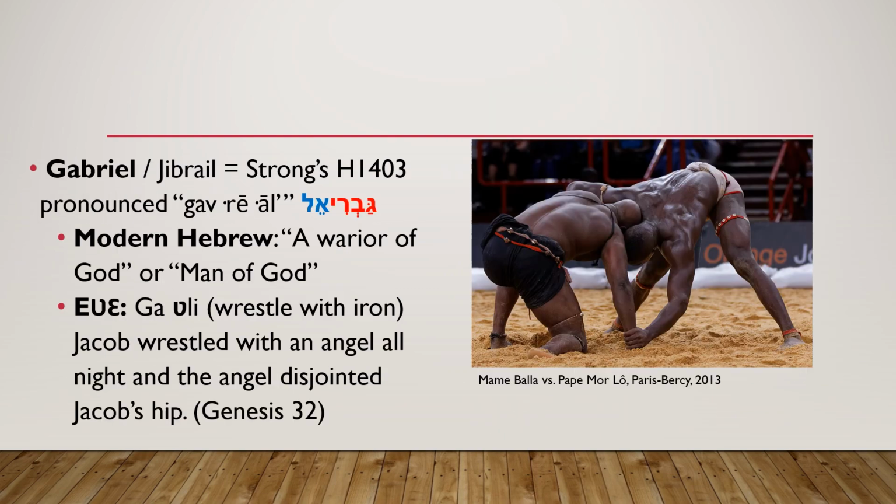All right, let's look at the name Gabriel. Strong's H1403 pronounces it as Gabriel. The consonantal text has it as Gimel, Bet, Resh, Yod, Aleph, Lamed. There are two parts in this name. The first part, which I've colored red, is Gavri.